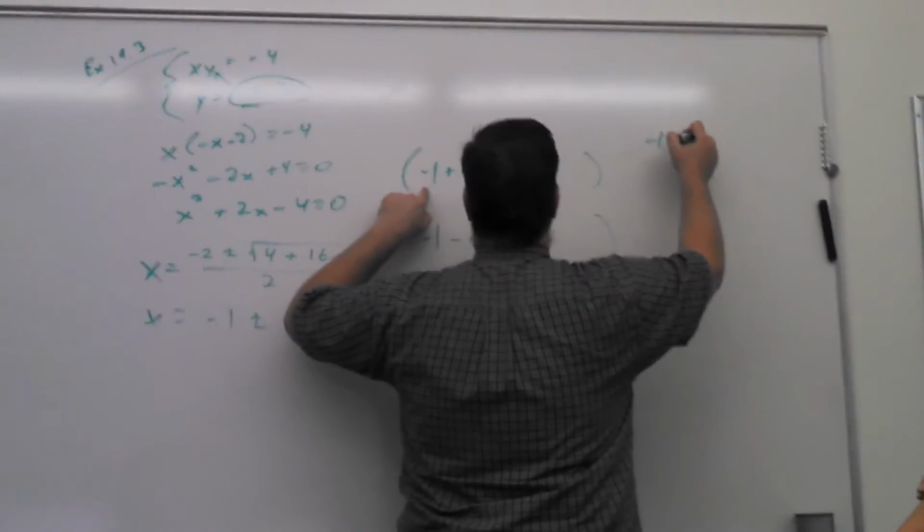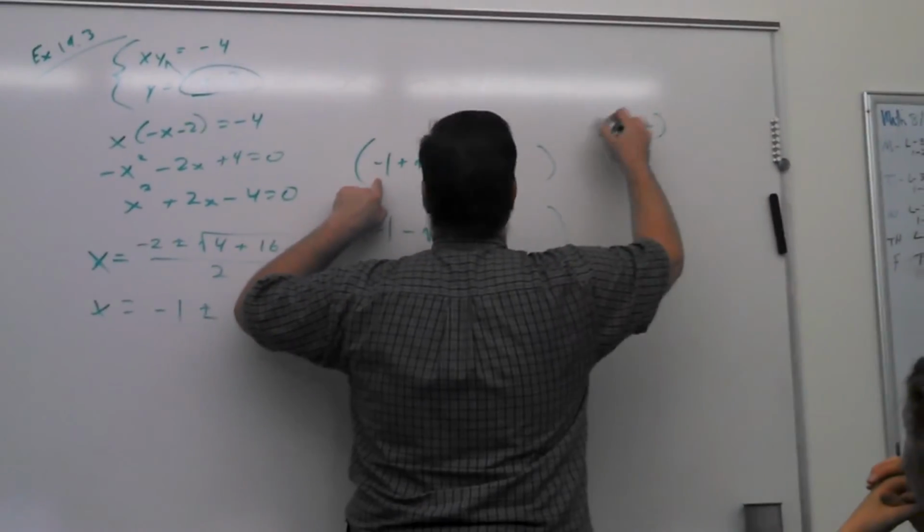All right. So this one here, we've got negative 1 plus radical 5. And we're plugging that in from here.